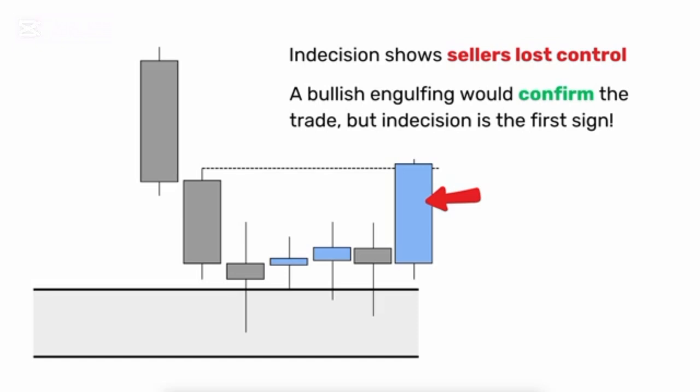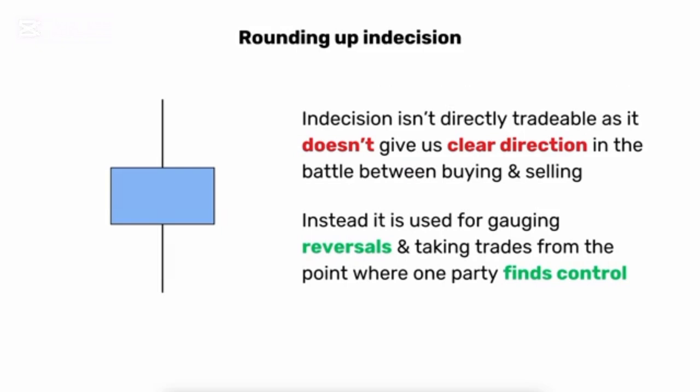So it's a good place to start prepping buys, keeping in mind that this bias may shift now that we've seen a complete slowdown in momentum. To round up indecision: it's not directly tradable as it doesn't give us clear direction from buyers or sellers, but instead it is used for gauging reversals and also taking trades from the point where one party finds control.